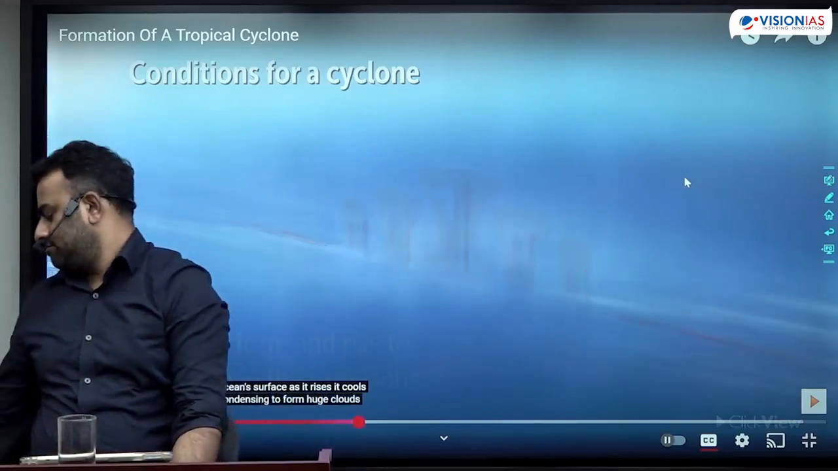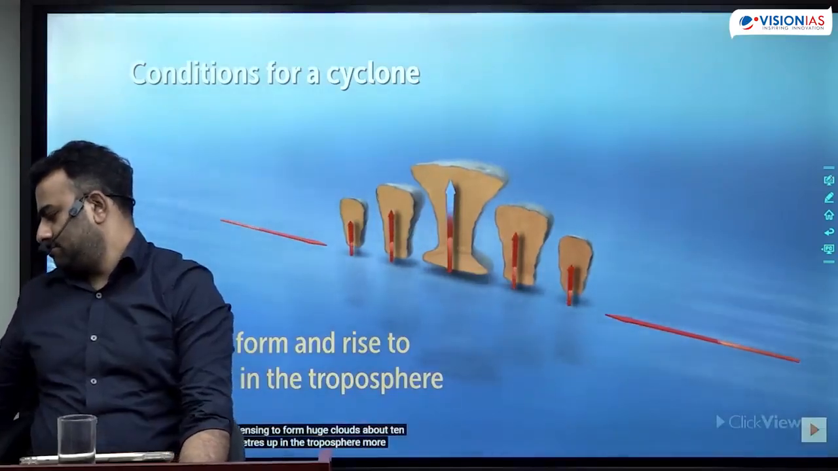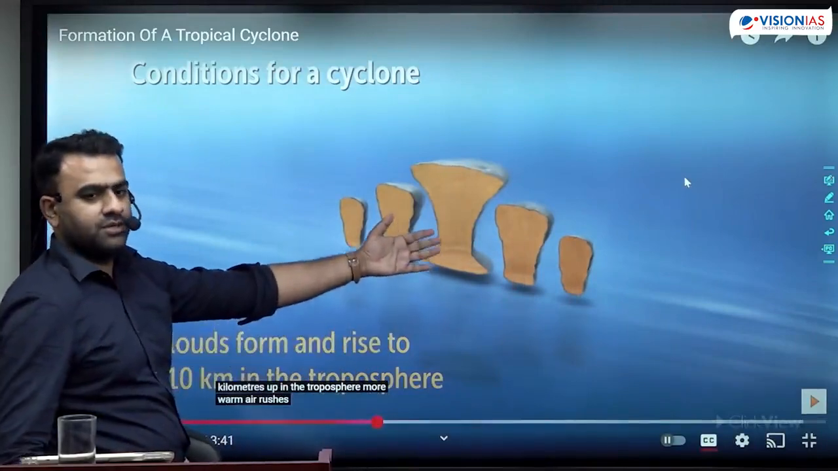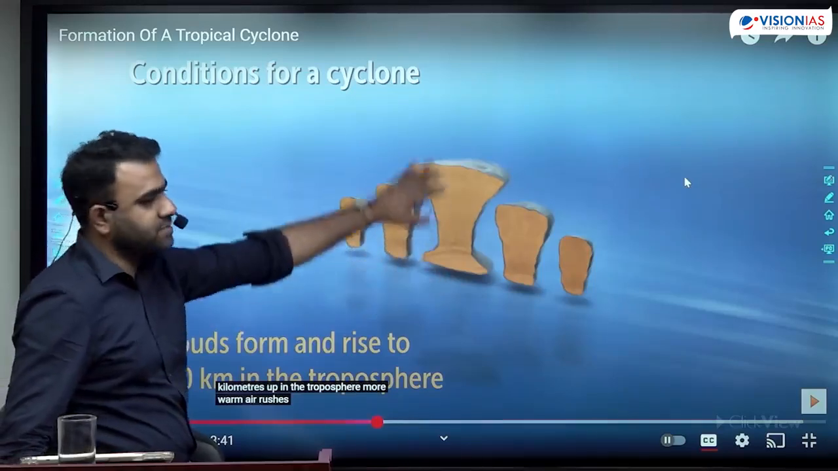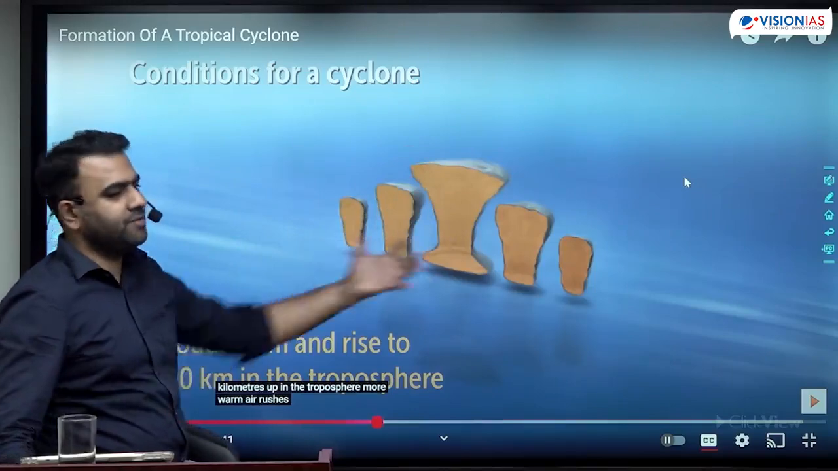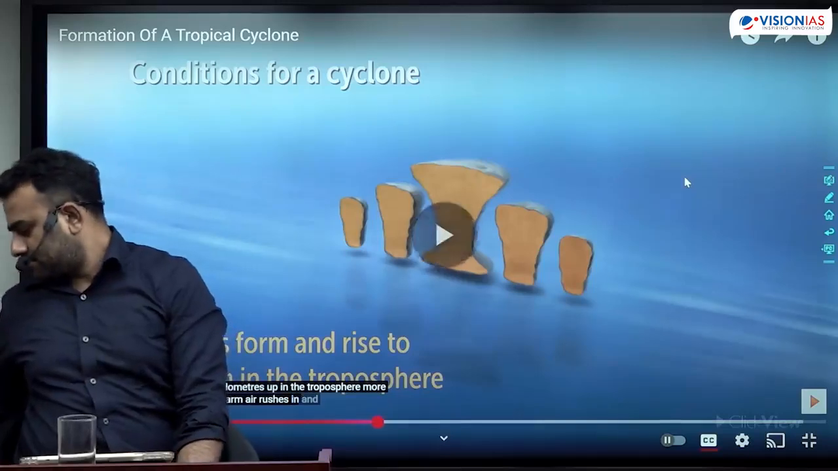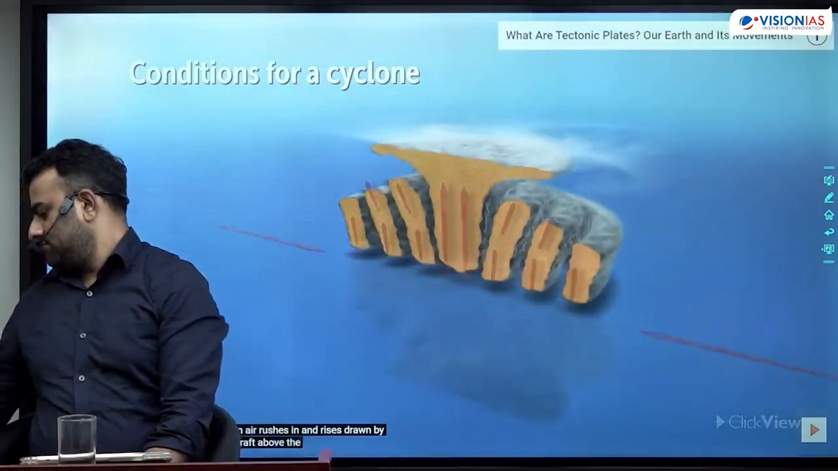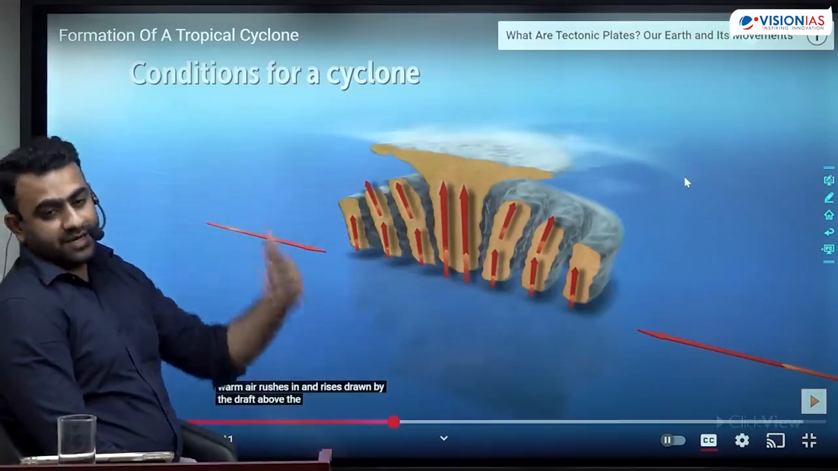Condensing to form huge clouds about 10 kilometers up in the troposphere. More warm air rushes in and rises, drawn by the draft above. The central part is where there is a strongest low pressure. That is where there is a highest temperature. So therefore you can see thick clouds at the center. As you move away from this part, the thickness of the clouds decreases. From here, how the clouds become intensified.